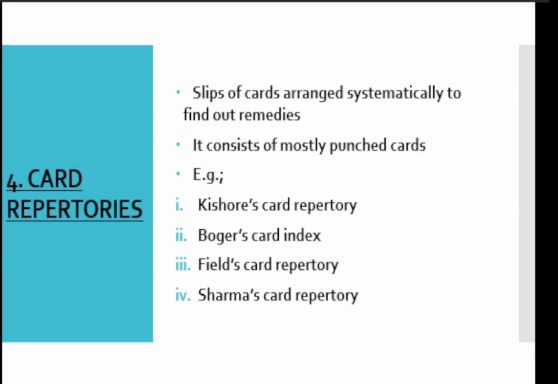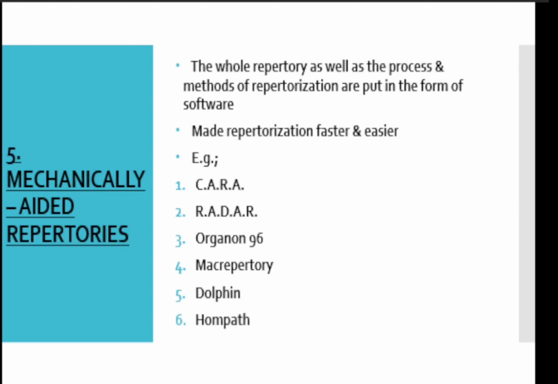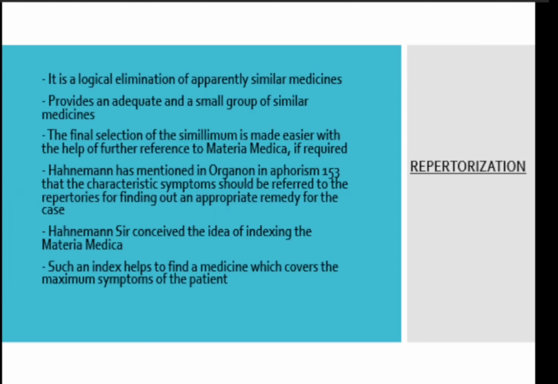Now fourth is card repertories. These repertories use slips or punched cards which are arranged systematically. For example, Kishore's card repertory, Boger's card repertory, Field's card repertory, Sharma's card repertory. Fifth type is mechanically aided repertories. These are modern repertories in the form of software. They made repertorizations faster, easier, and more accurate. For example, Cara, Radar, HomePath, and Organon 96.